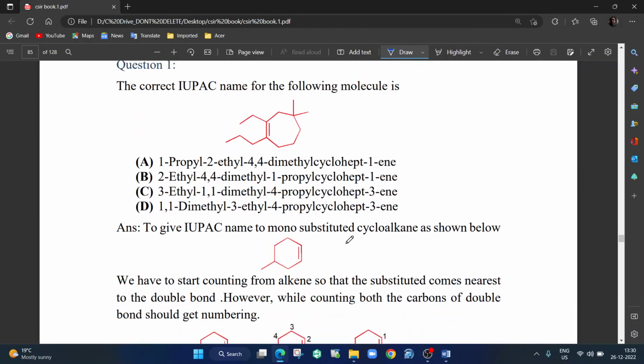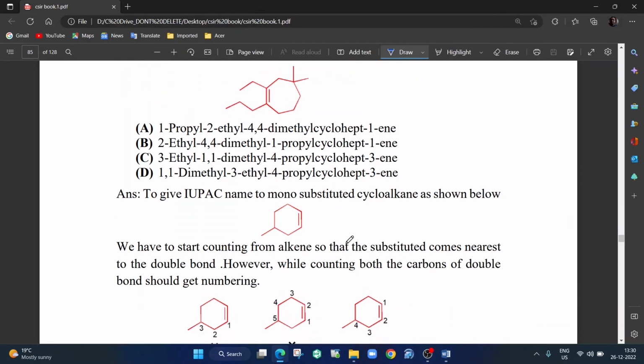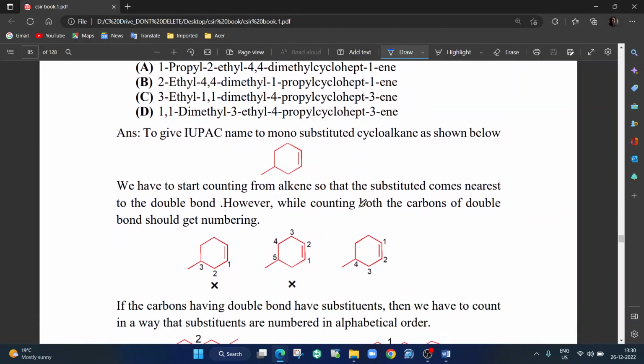Now, let us understand in totality the IUPAC naming of cycloalkenes. When you have a monosubstituted cycloalkene, you have to count in such a way that the substituent comes closest to the alkene part. You cannot count it like this, because then you are not taking care of both the atoms. Both the atoms have to be taken care of and the substituent should be closest.